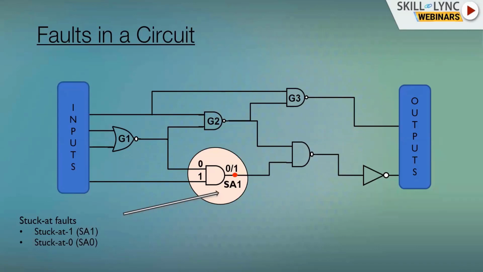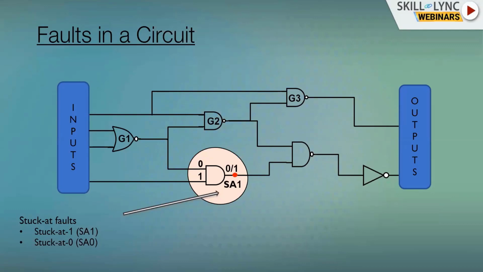What stuck faults mean, I'll tell you. You see the AND gate. The inputs fed to the AND gate are zeros and ones or any other input. In my example, I'm giving a 0 and 1. So what do you expect over here? You expect a 0 at the output as it is an AND gate. But due to some open connections or some short connection, there is a chance that that particular node, that is the output of this AND gate, is stuck at 1.